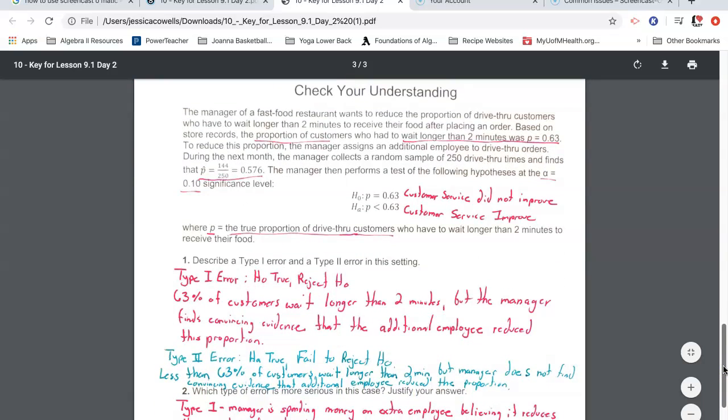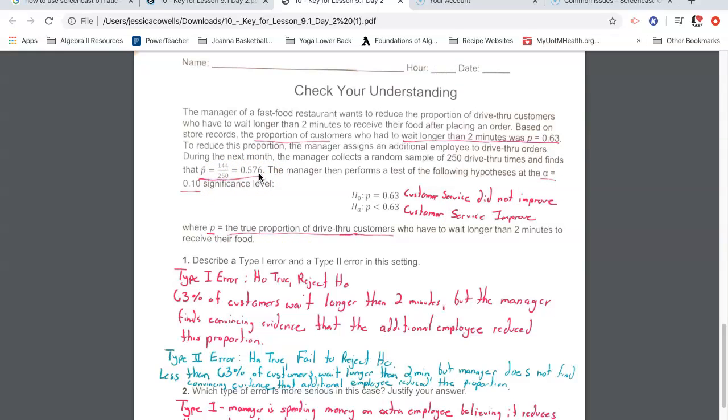The manager of a fast food restaurant wants to reduce the proportion of drive-through customers who have to wait longer than 2 minutes to receive their food after placing an order. Based on the store records, the proportion of customers who had to wait longer than 2 minutes was 0.63. To reduce this proportion, the manager assigns an additional employee to drive-through orders. During the next month, the manager collects a random sample of 250 drive-through times and finds that the sample proportion is 0.576. He then performs a test of the following hypotheses at a 10% significance level, where p is the true proportion of drive-through customers.